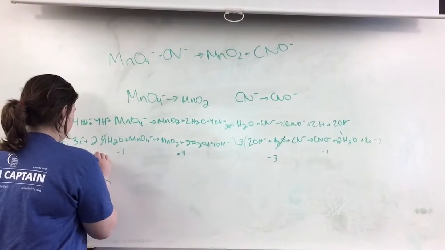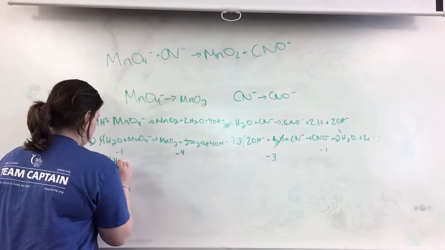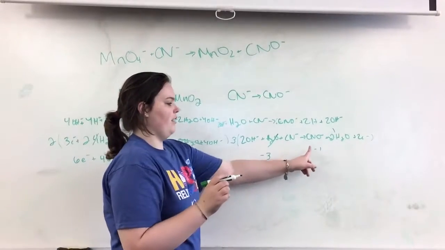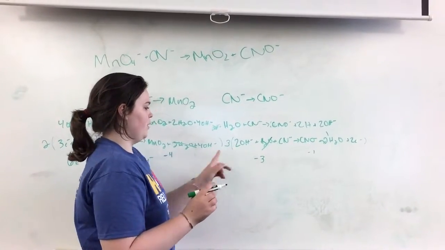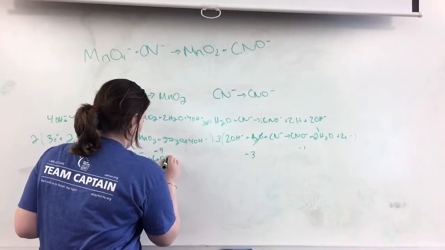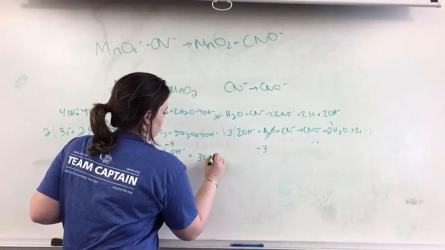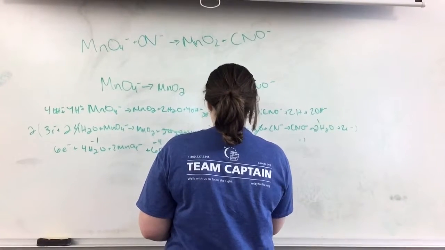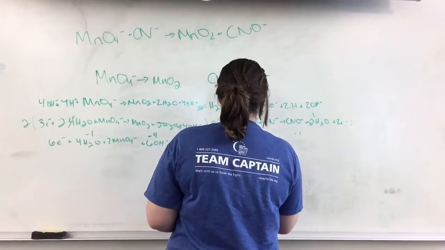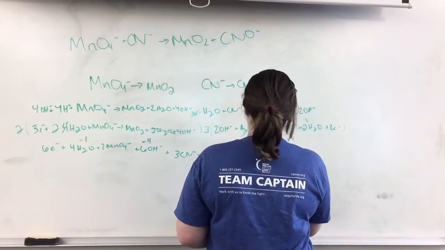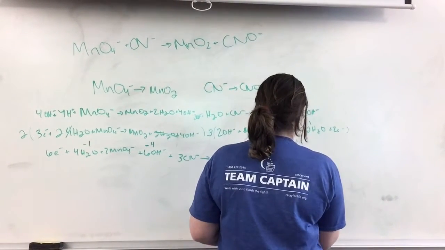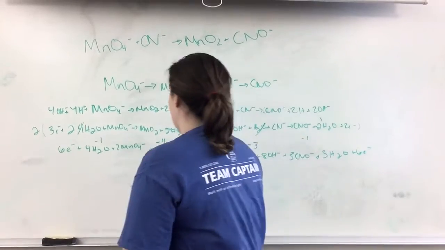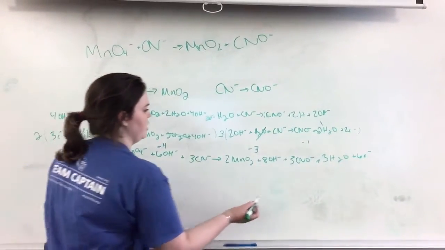So we have 6 electrons plus 4H2O plus 2MnO4-. And then I'm going to take the other half reaction, like the forward reaction here. So plus 6 OH- plus 3 CN- yields 2MnO2 plus 8 OH- plus 3 CNO- plus 3H2O plus 6 electrons. And now we will cancel out anything that we can. So we can cancel out the electrons on either side.